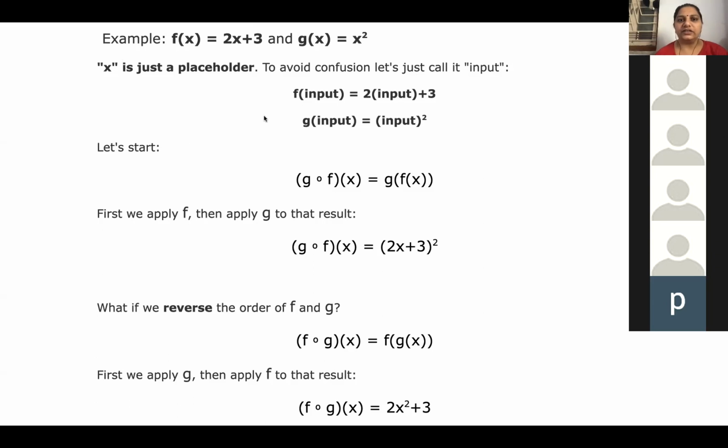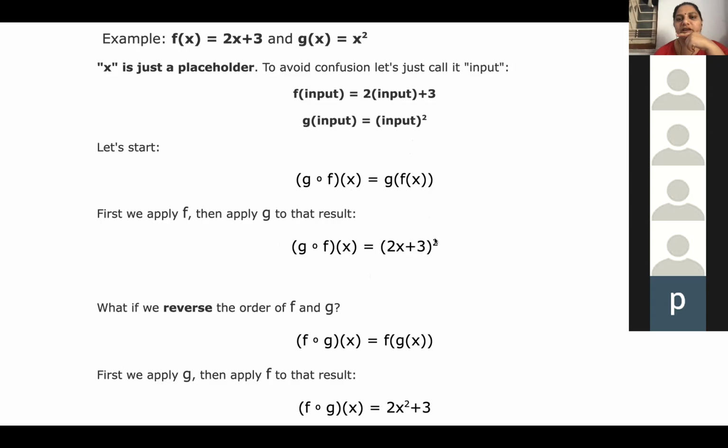Here we are considering this order. G composite f means what? G of f of x. So what will this be? G of f of x means instead of x, whatever the f of x is, that we will write, and g of f of x means whatever the g function is, we apply that on f of x. So g composite f of x, that is g of f of x, will be (2x plus 3) square.